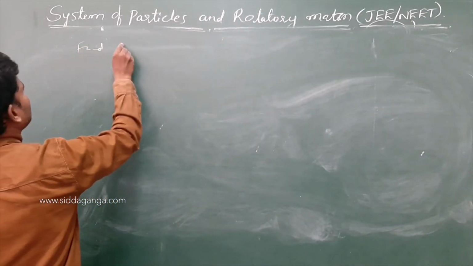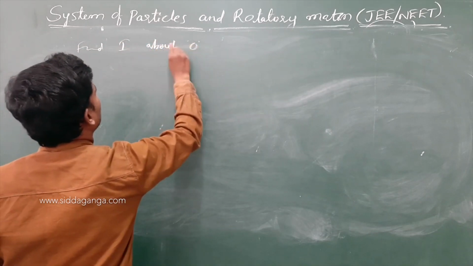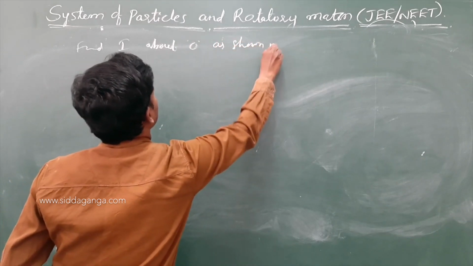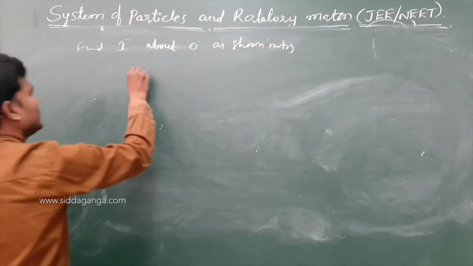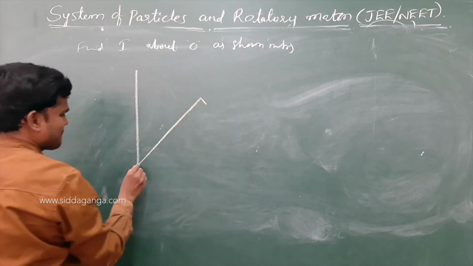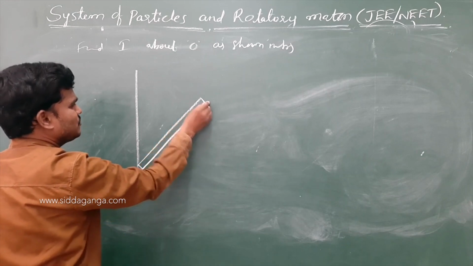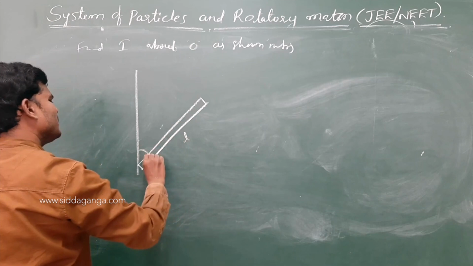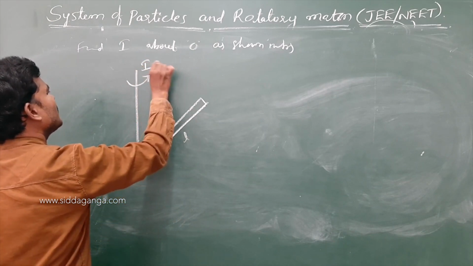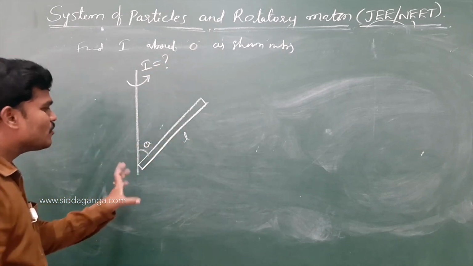Find moment of inertia about O as shown in figure. See the diagram given like this, whose length is L and the rod makes an angle theta. Target is about this axis. We have to find moment of inertia. Of course, this is also like a one ender.